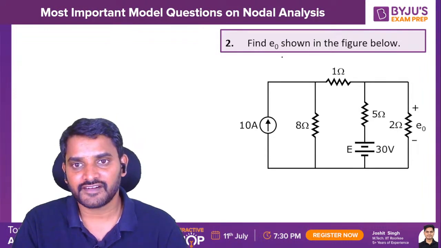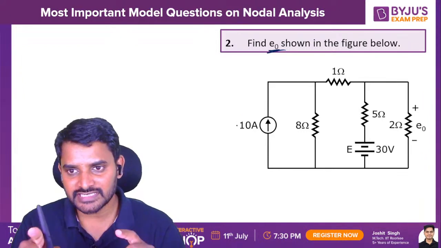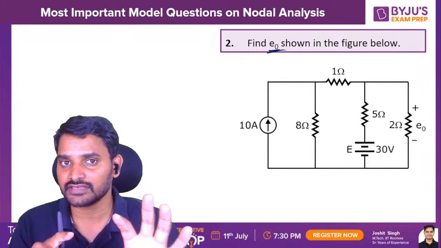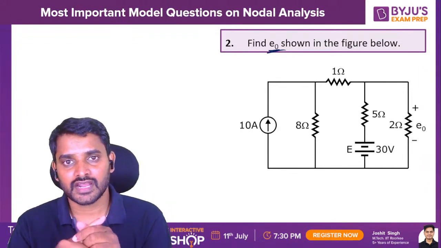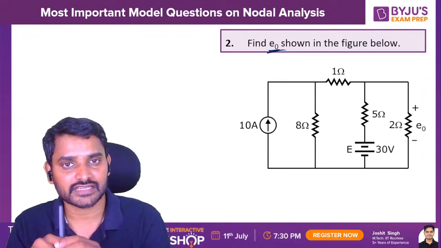See here. Find E naught shown in the figure below. So this network consists of a current source and a voltage source. In the previous question I had only a current source. Now here we have a current source and a voltage source. Now here you cannot apply the direct YBUS technique.